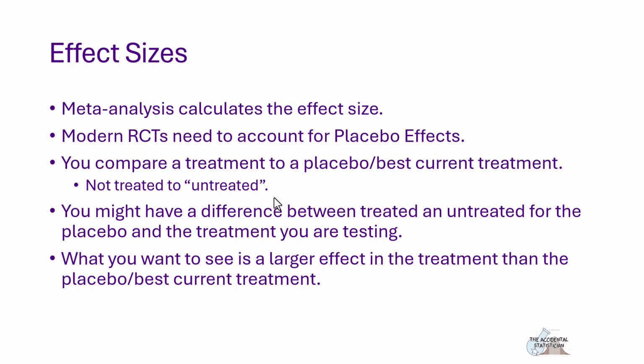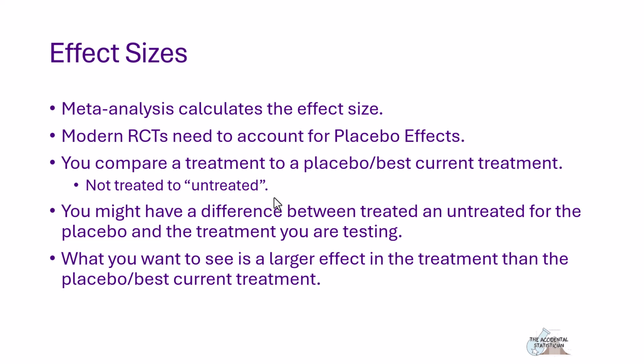When you do a meta-analysis, you're trying to calculate an effect size. Modern randomized clinical trials need to take account of placebo effects. This study is about acupuncture, so this is particularly difficult to work with. How do you create a placebo for acupuncture? How can you give a patient something that looks like acupuncture but isn't acupuncture? With a tablet, that's easy. You can just give them a sugar pill that looks exactly the same as the pill which contains the active ingredient. But in this case, placebo experiments are fairly challenging.